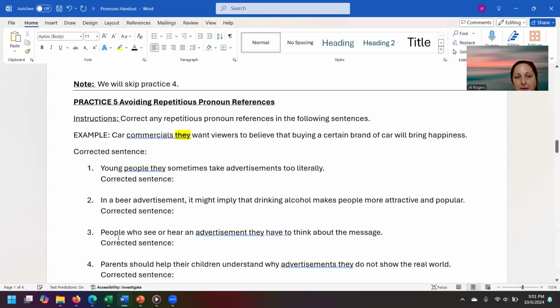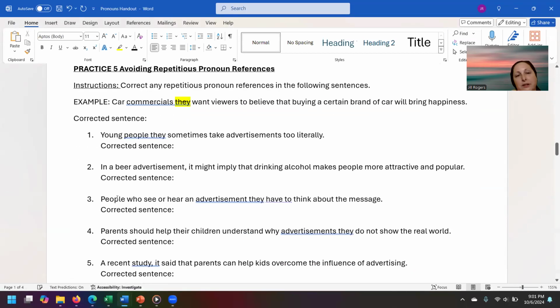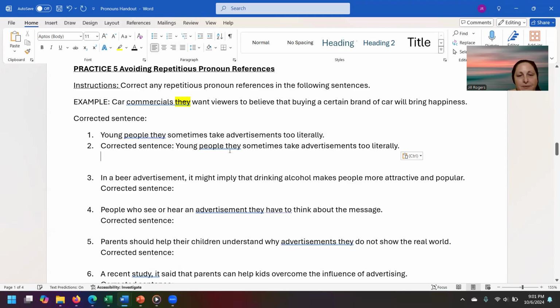When you go to your handout, go to practice 5, and you see it's this way. It really helps if you highlight it just to see. You can write the whole sentence. That works. So, young people, they sometimes, and you see that my Word document is already telling me that there's a mistake. So the first one would be young people, they. For the corrected sentence, make it nice and easy for yourself: copy it, paste it, and fix it. What's the problem? We have two subjects. Delete that pronoun. That's it. That's all you have to do.